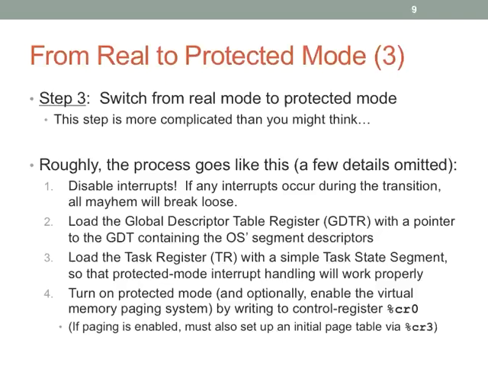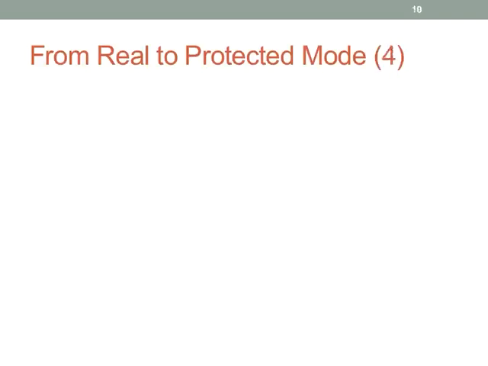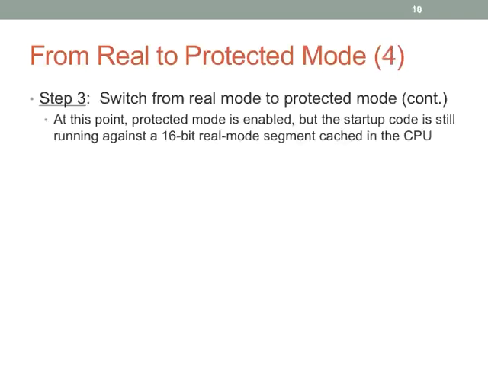Okay, and of course, if you turn on paging, then you also need to set CR3, which is the page table base register, or the page directory base register, so that you can actually have a page table. Okay, so we're all done, right? Well, the only issue is the processor is still running in a 16-bit real mode code segment, because that's cached inside the processor. So even though it's in protected mode, it's still using all that real addressing stuff.